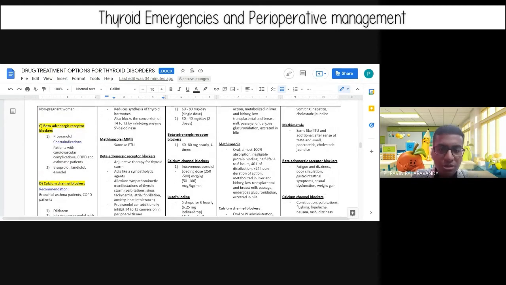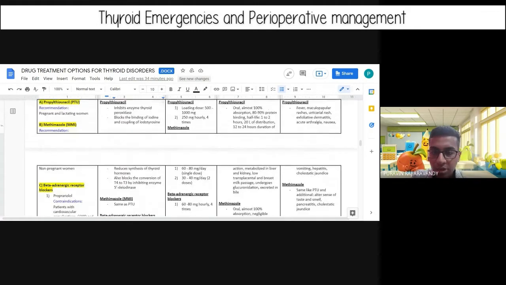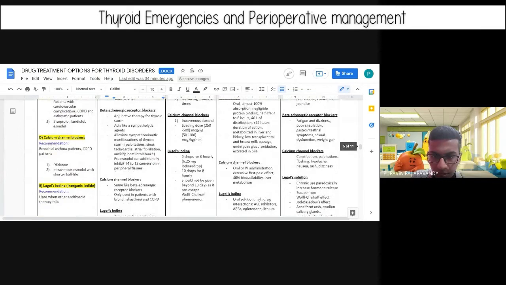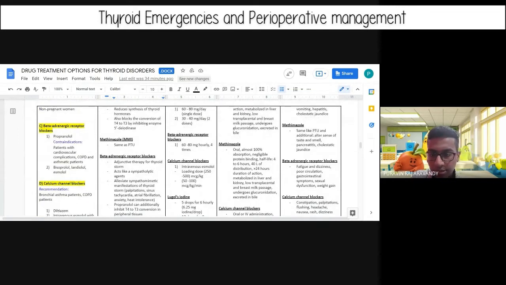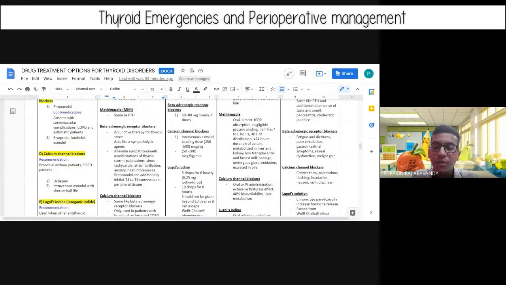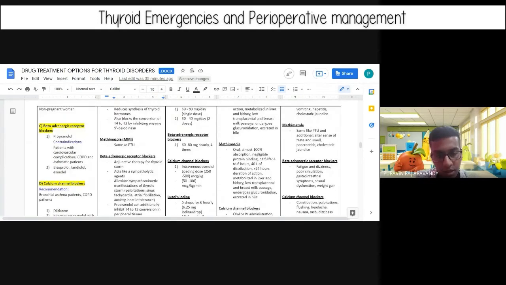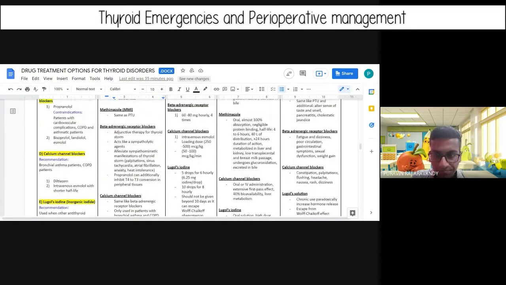The dosage regimen for beta adrenergic receptor blockers is very easy, which is 60 to 80 milligrams, administered every hour, 4 times in a day. Next, I would like to go for the adverse effects of beta adrenergic receptor blockers, which are fatigue and dizziness, poor circulation, gastrointestinal symptoms, sexual dysfunction, and also weight gain. So these are some of the adverse effects that can happen with beta adrenergic receptor blockers.